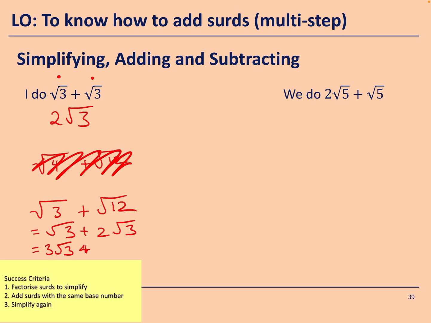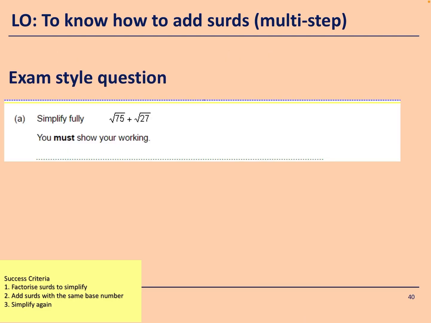Okay, let's go over the we do. So with this question here, we have 2 lots of root 5 and 1 lot of root 5. So we're going to add them together, and we're going to get 3 root 5. Good job. We're now going to be moving on to the next slide. So here's an exam style question. Make sure to pause the video and have a good attempt at it.